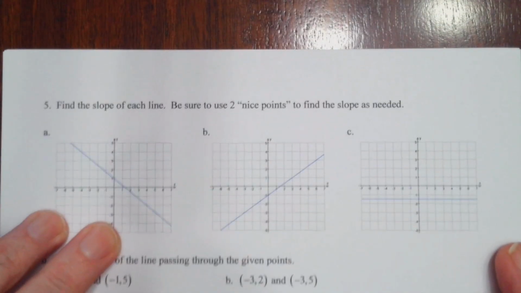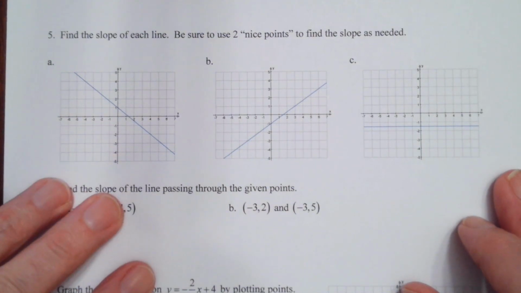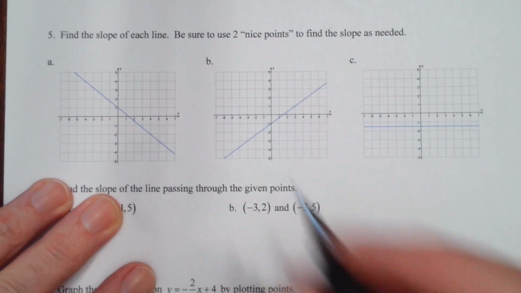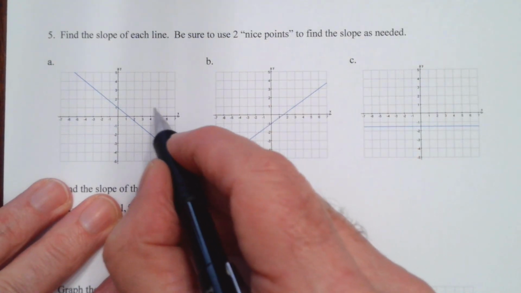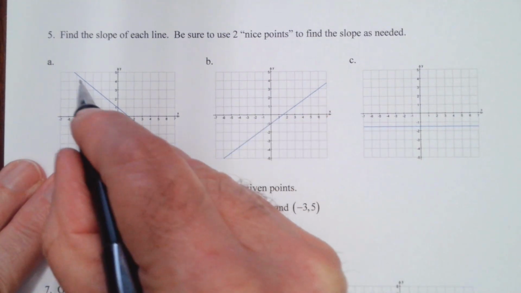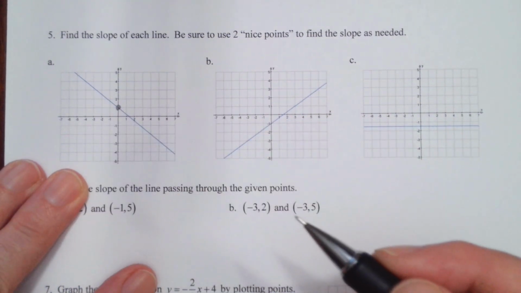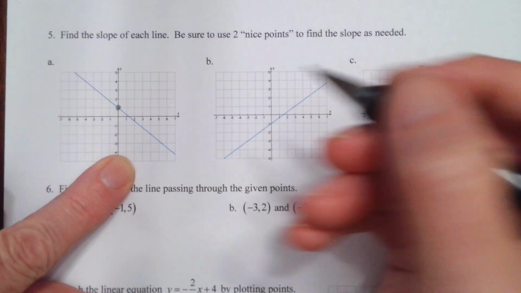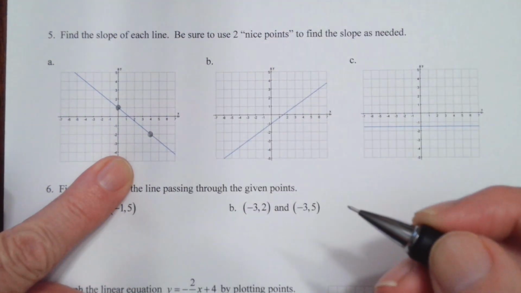Okay, so on number 5 it says find the slope of each line. Be sure to use 2 nice points to find the slope as needed. And when we say nice points, I want to find points that meet where these lines cross. So if you look at our graph, you can see (0, 1) is on there. Notice (1, 0) is not. Close does not count. It's got to be exact. So notice (4, -2) is also on there.